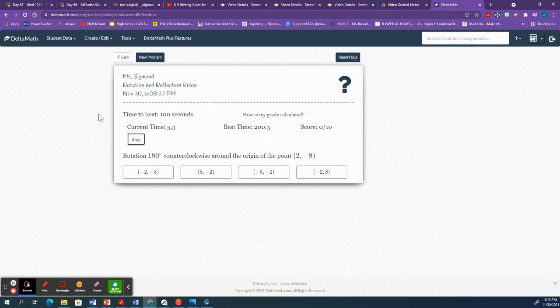Your time to beat is 100 seconds. So you would like to be at 100 or under for 10 correct. It took me twice as much time, but I had a lot of explaining to do. So for a perfect score, you are going to have 100 seconds or less with 10 correct in a row.